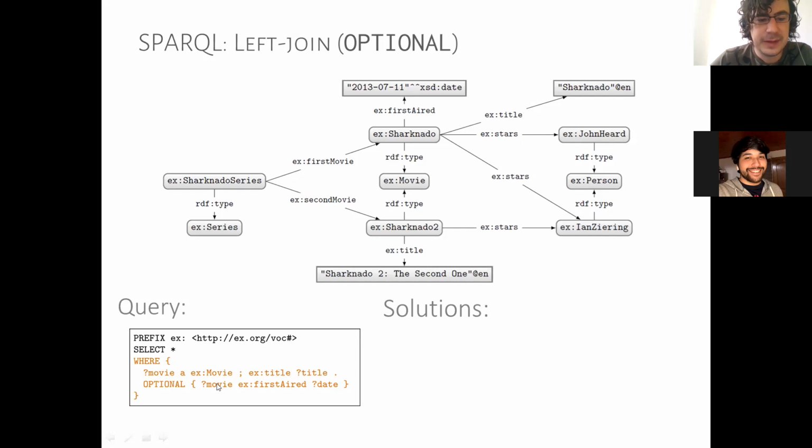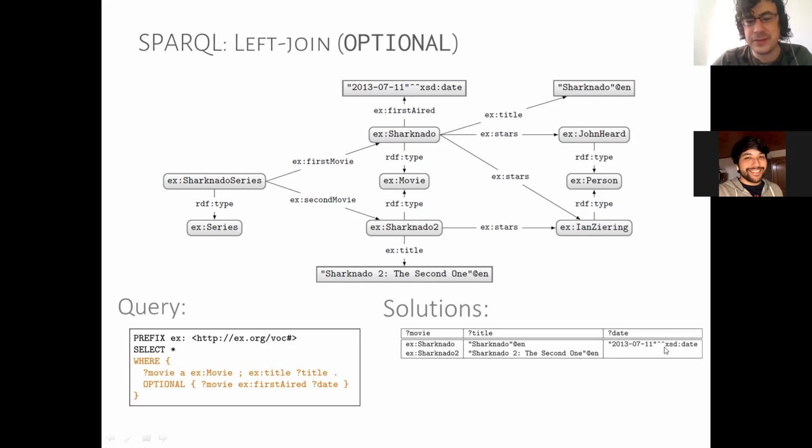So we're getting the titles of things that are movies. And then we're saying optionally, if you have the first aired date available, please show it to me. If it's not available for that movie, return the movie anyways and leave the date blank. So here we see what the solutions will give us. We have movie Sharknado, title Sharknado, and its date as it's available. In the case of Sharknado 2, there's no date available, so we get Sharknado 2, the title, and we get a blank here in the solutions for that. So it's similar to left outer join in SQL, or just simply left join.